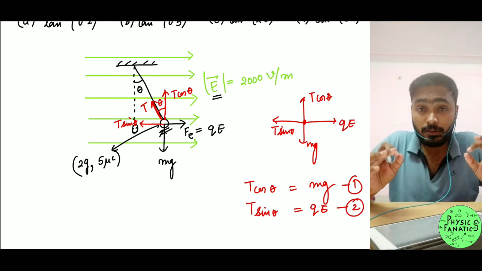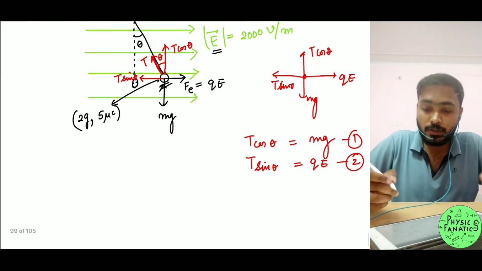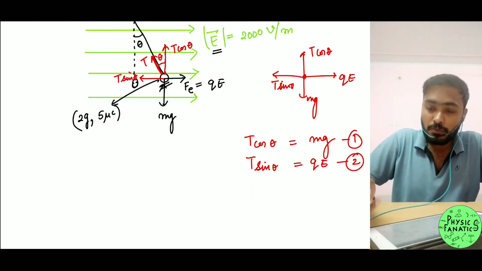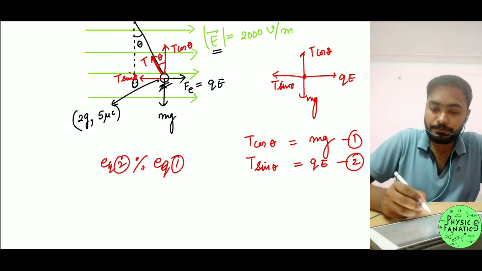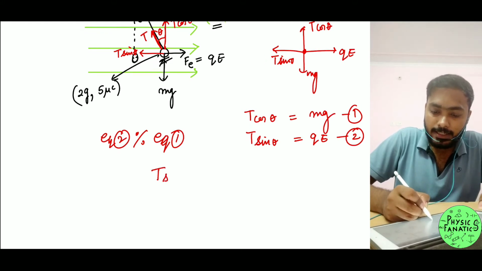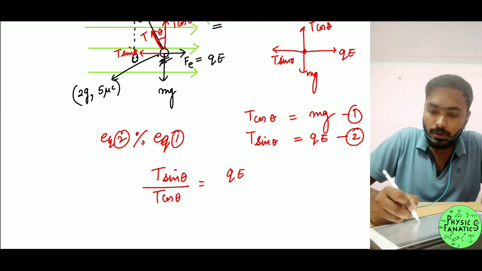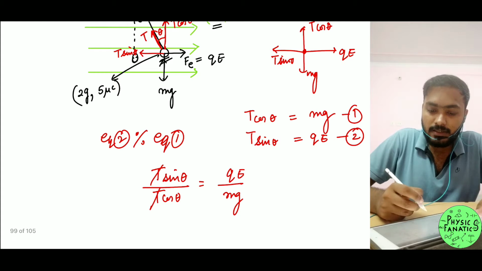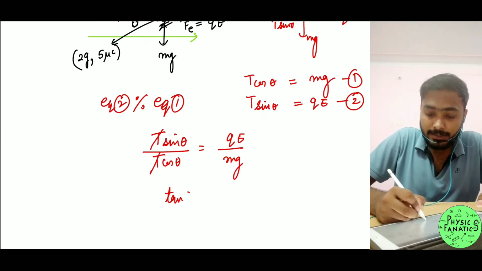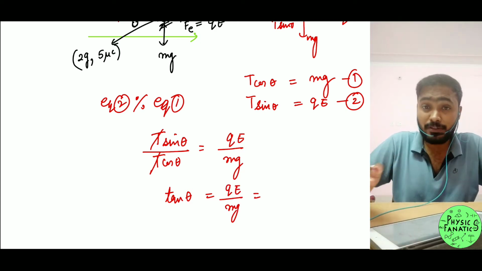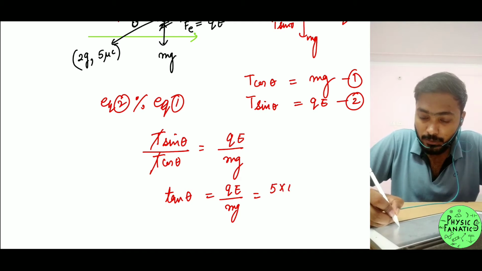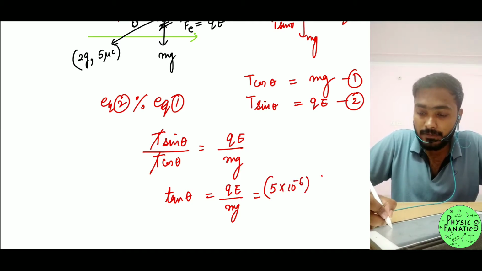All I'm supposed to find out is the value of theta. How can I do that? Yes, divide equation 2 by 1. We get t sin theta divided by t cos theta equals qE upon mg. So t and t will cancel out. Sin theta upon cos theta is tan theta, and tan theta equals qE upon mg. All I have to do is put the values. The charge is 5 into 10 to the minus 6 coulomb, multiplied by the electric field, which is 2 into 10 to the power 3 volt per meter.